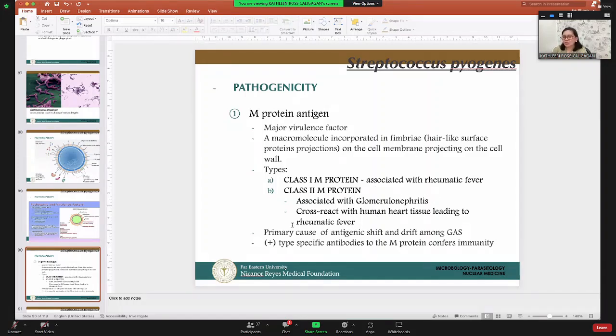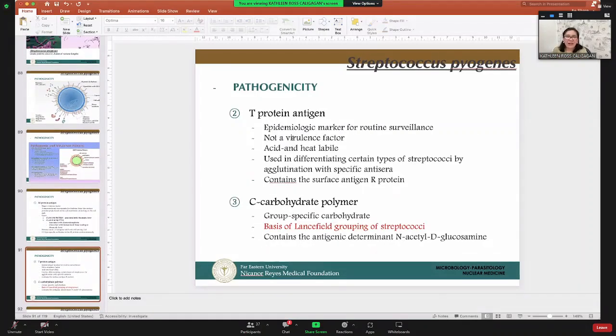To some extent also rheumatic. It may cross-react also with heart tissue to cause rheumatic fever, but primarily for glomerulonephritis. Class 1, primary for rheumatic fever. Class 2 for glomerulonephritis. Then you have the T protein antigen. It's not a virulence factor, but it's used as an epidemiologic marker for routine surveillance.